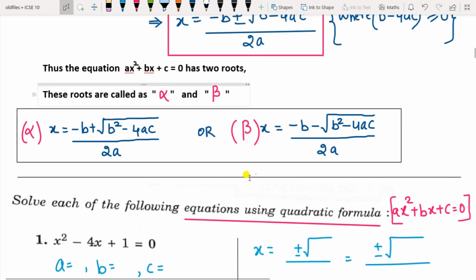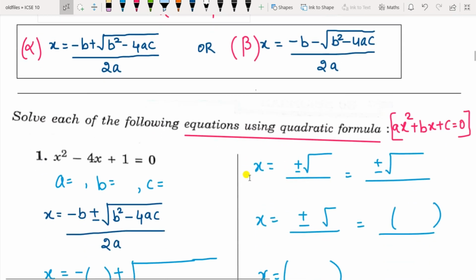So let us start with our video now. Here I have solved each type of sums. So the quadratic equation is ax square plus bx plus c equal to 0, and you have to solve by using the quadratic formula here. It is clearly mentioned that you are using the quadratic formula.